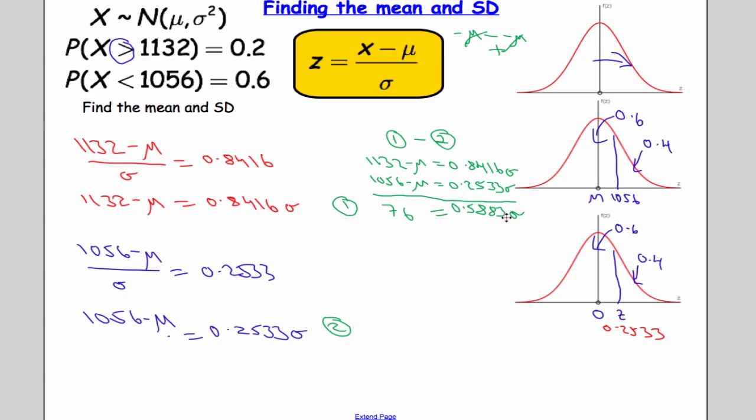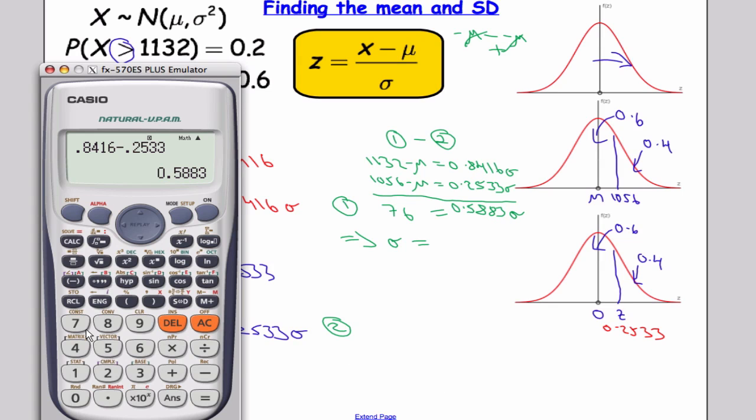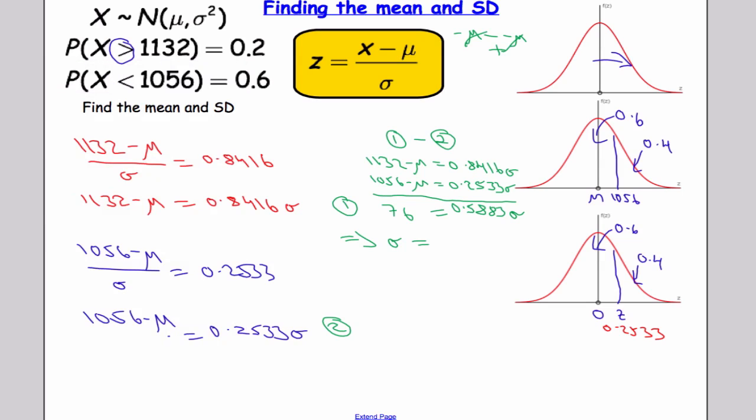Okay, so if I want to work out what sigma is, on its own, I'm going to divide both sides by 0.5883. So 76 divided by 0.5883 gives me 130.29. So let's write that down. Let's take it to 3 sig fig, so 130. Okay, now that we have that, let's move on to finding mu.